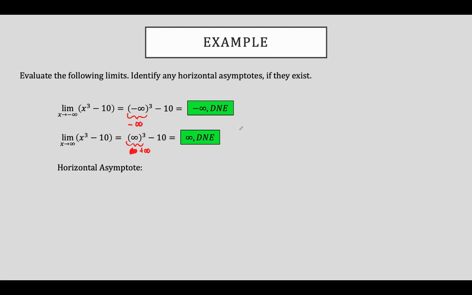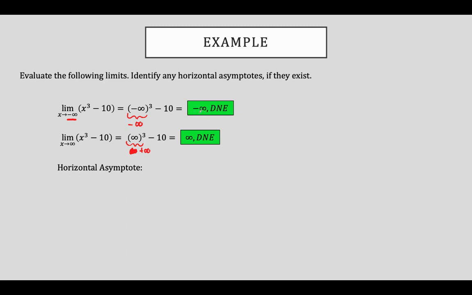So, in this case, do we have horizontal asymptotes? Well, let's think about what these limits are telling us. Again, limits at infinity tell us about the end behavior. This is saying as my x values go to the left, as the graph goes to the left, the function goes down, down, down, down, down.